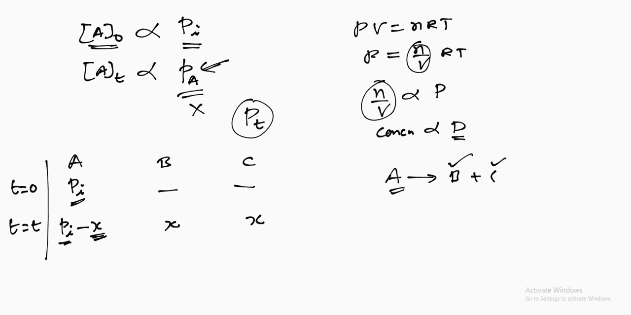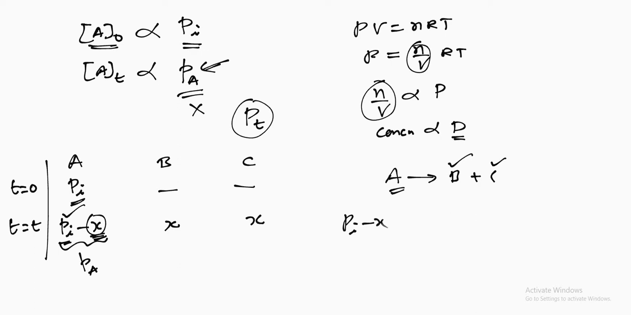Pi minus X is nothing but the partial pressure of A in the container. We want this partial pressure of A. Initial pressure is given, X is not given, but total pressure at time t is given. What is total pressure?